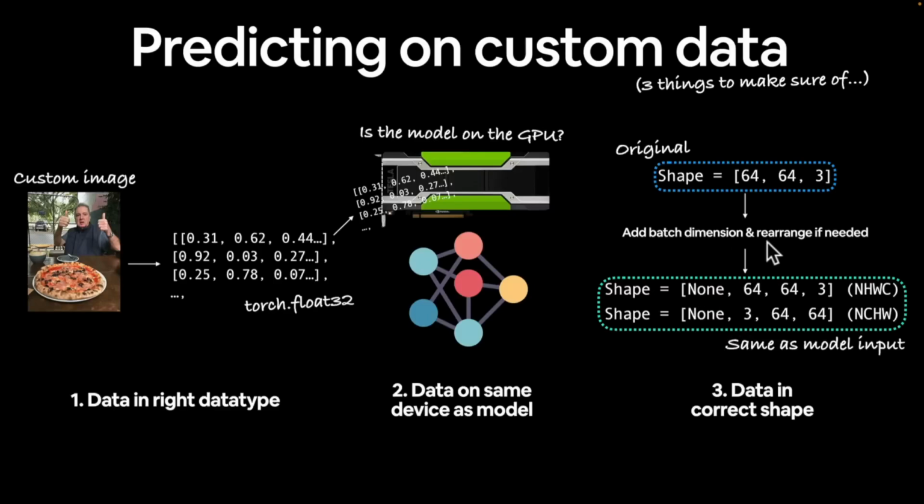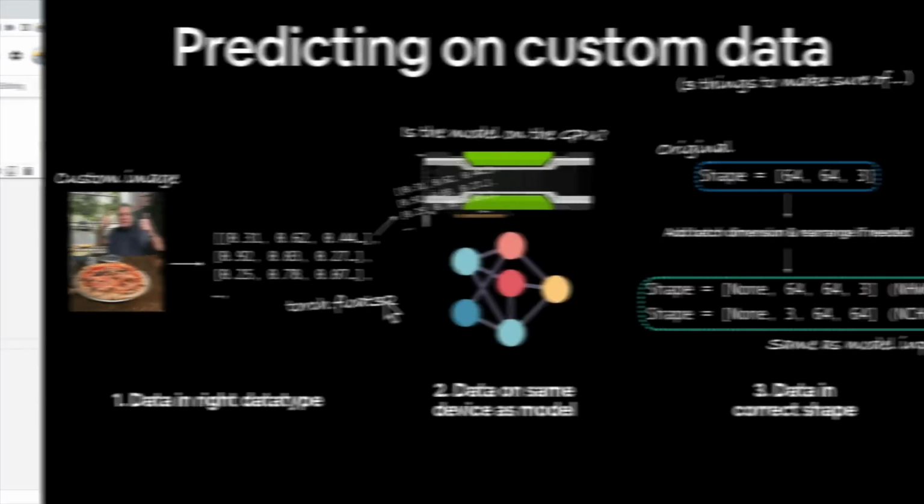We had to add a batch dimension and rearrange if we needed. So in our case, we used images of this shape, batches first, color channels first, height, width. But depending on your problem will depend on your shape, depending on the device you're using will depend on where your data and your model lives, and depending on the data type you're using will depend on what you're using for torch float 32 or something else. So let's summarize.